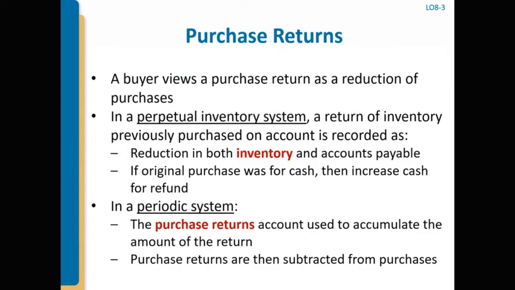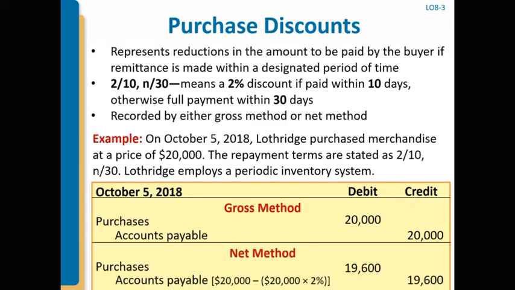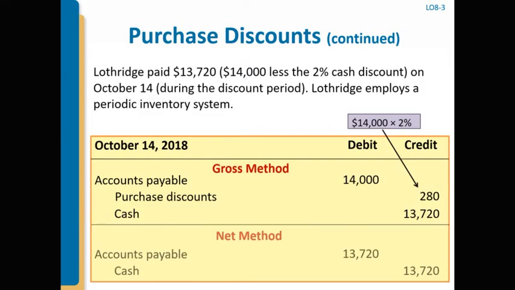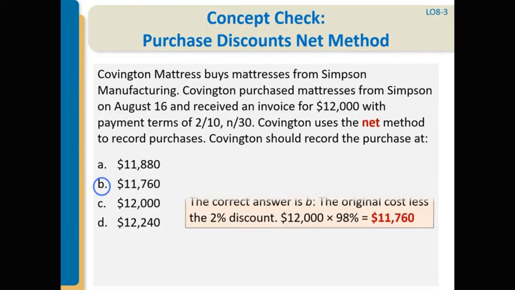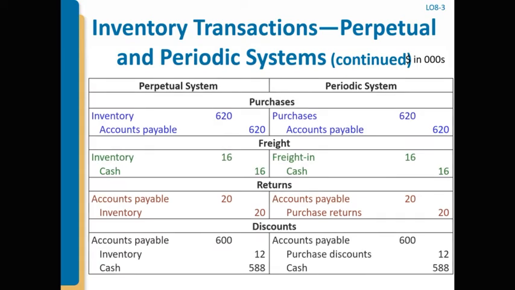Okay, so purchase returns, purchase discounts, purchase accounts payable, just as we did in the previous examples. Okay, so net method and gross method. So let's go to the difference between perpetual and periodic inventory system.